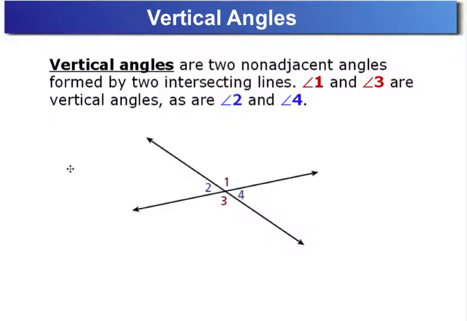Vertical angles are two non-adjacent angles formed by intersecting lines. Angle 1 and angle 3 are vertical angles. So vertical angles are right across from each other. Angle 2 and angle 4 are also vertical angles. They are not right next to each other. They're formed by intersecting lines, and they're across from each other. Pause your video if you need more time to write that definition down.